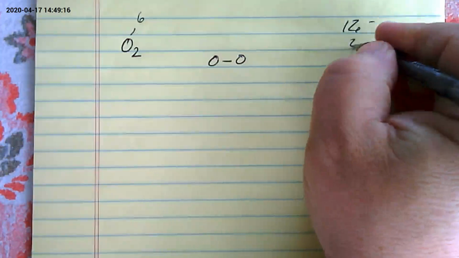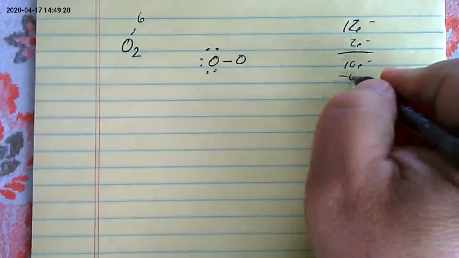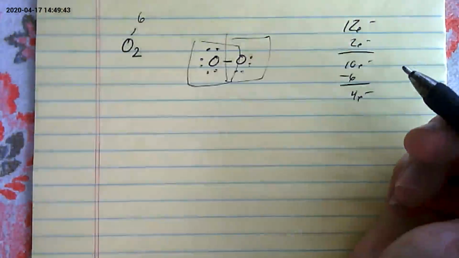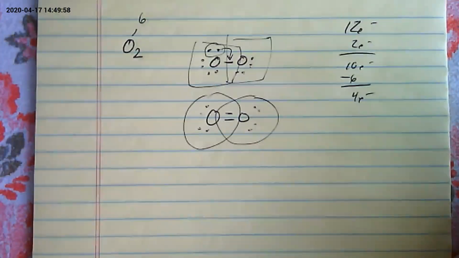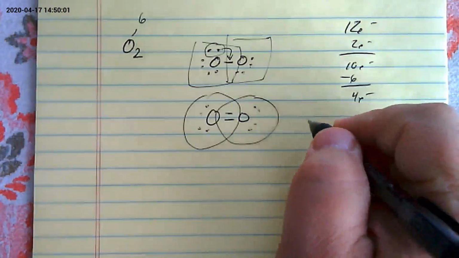All right, first I want to do O2. I want to show you what a diatomic molecule looks like. Okay? Now, oxygen obviously is a nonpolar bond. This is one of the only nonpolar bonds in your chart. Okay, oxygen has 6 valence electrons, so we have 12 total to work with.